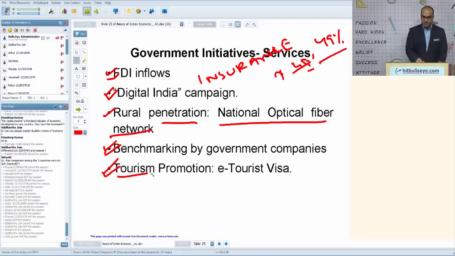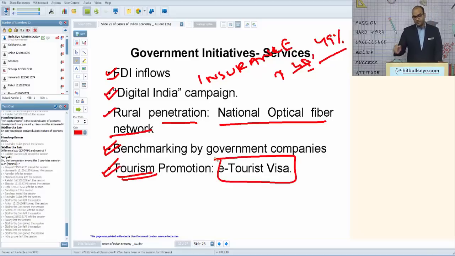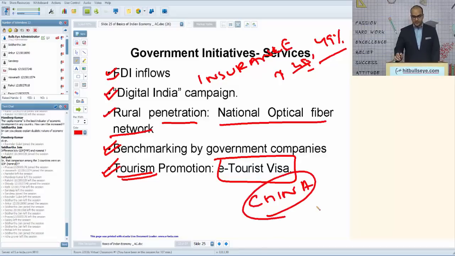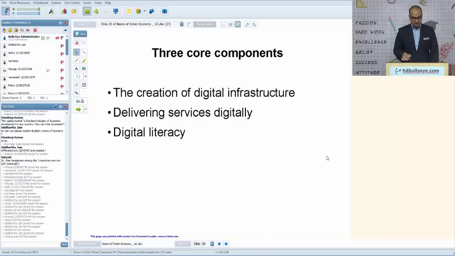Again, we are promoting tourism and extending e-tourist visa facilities to a large number of countries, and most recently and importantly to China. Now let us discuss Digital India.